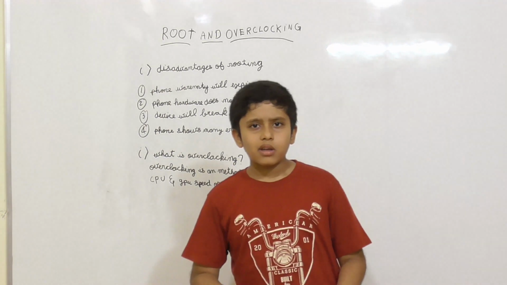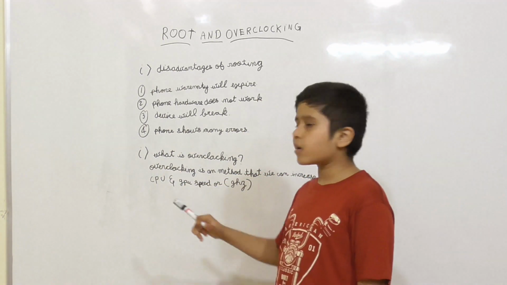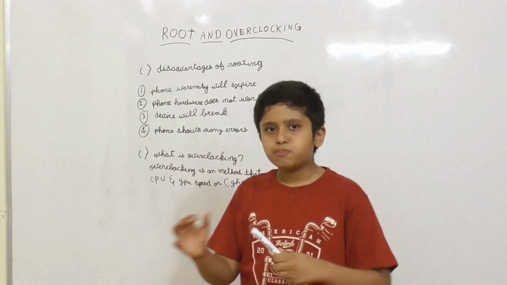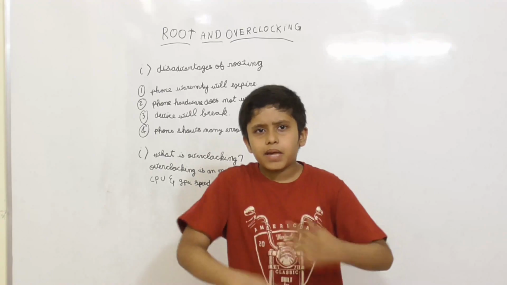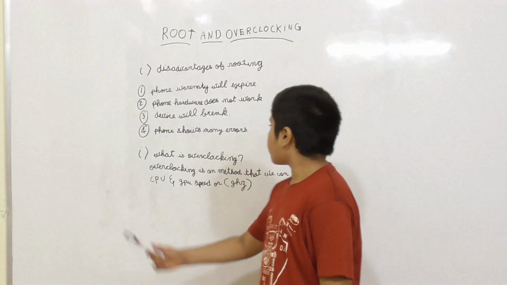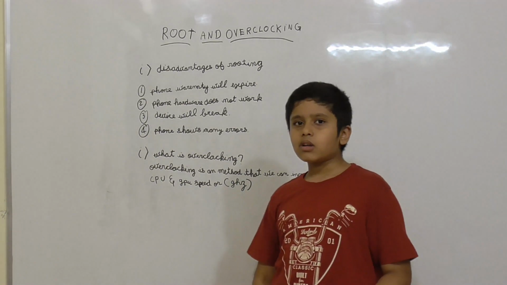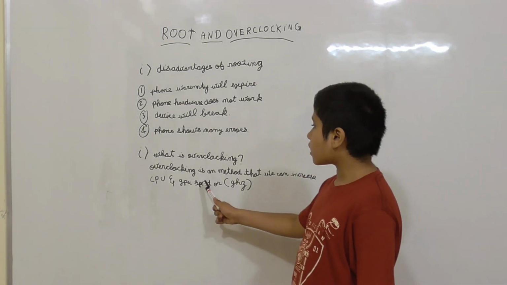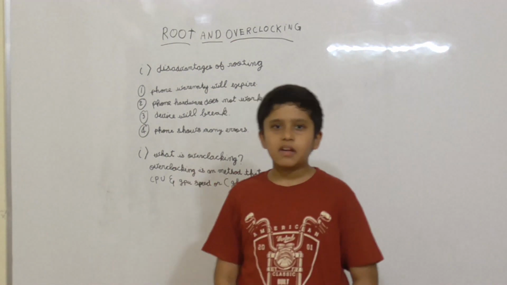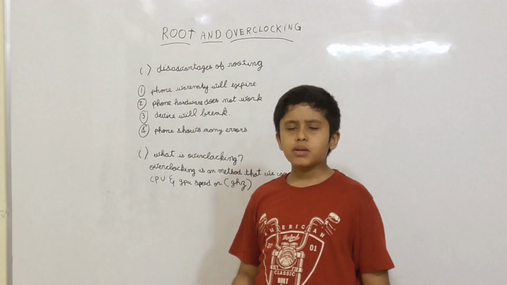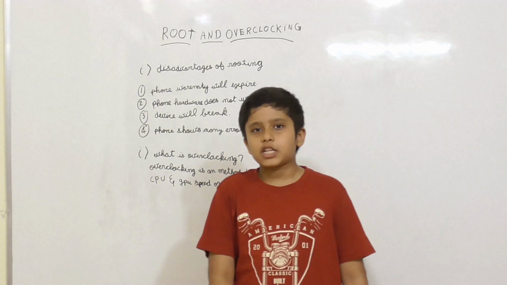So if you root an Android device, you can increase your CPU speed by overclocking. It means the CPU can run faster by accepting your commands. So overclocking is a method that we can increase CPU and GPU speed, or instead of speed, we can also say gigahertz. Okay, so let's move on to the next topic.